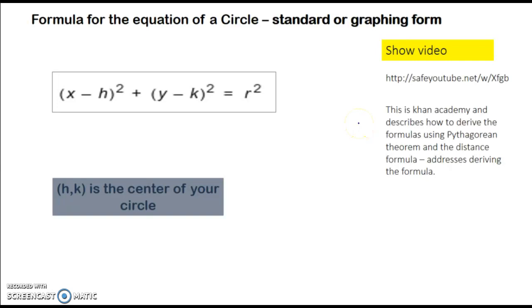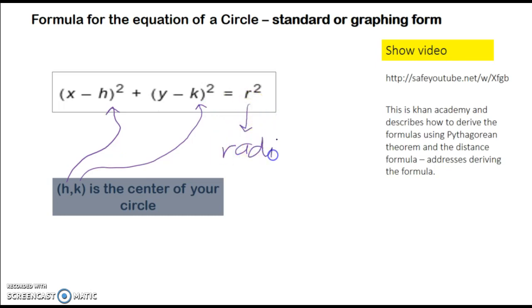So first, before we get into all this information about a circle, this is the formula for the equation of a circle in standard or graphing form. So we're going to look at both of them. This is our graphing form. It is (x minus h) squared plus (y minus k) squared equals r squared, where (h, k) is the center of your circle. So the x-coordinate of your center is the h, and the y-coordinate of your center is the k, and then r is your radius.